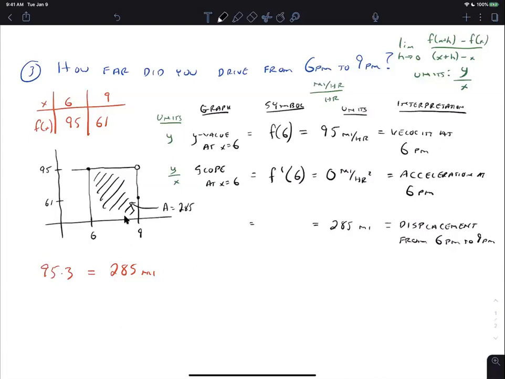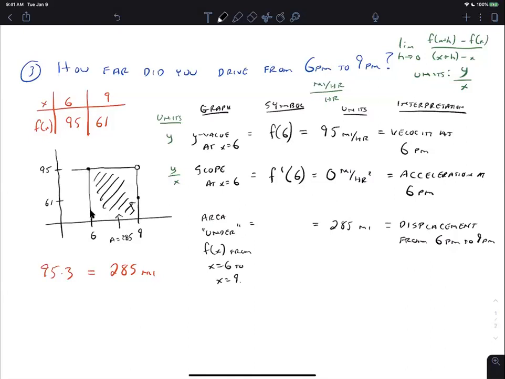Okay, and let's just draw it down here so that I don't have to worry about that. Okay, so then somehow it's the area under f of x from x equals 6 to x equals 9. Does that make sense?